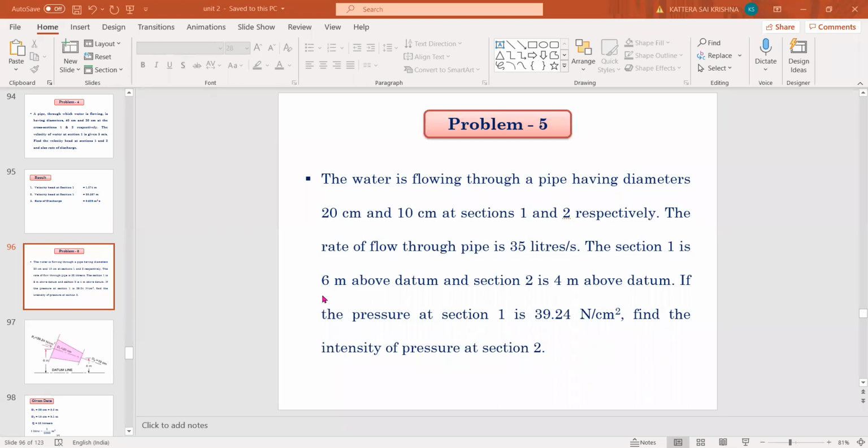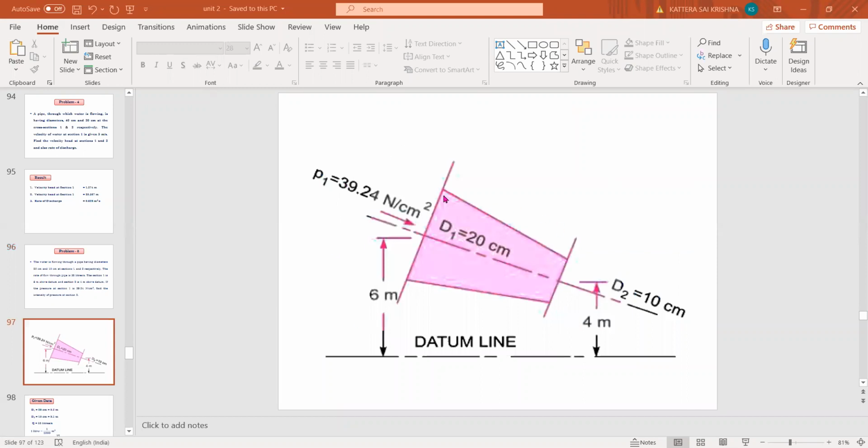This 6 meter is Z1. Z2 is 4 meter. Yes, can I go for the next slide? Yes, sir. So copy the diagram. So this is a diagram. This is a pipe whose diameter is at one side 20 centimeter and other side it is 10 centimeter.